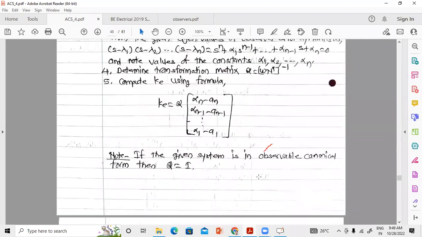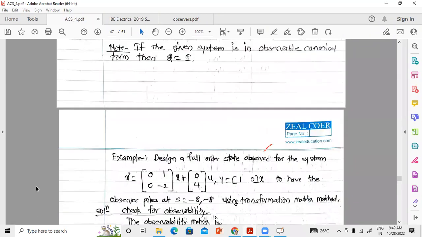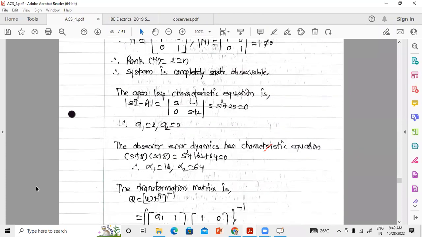After that, what do we have to do? Which steps do we follow? First one is check the observability. That is done. Write down the open loop characteristic equation. Then write down the closed loop characteristic equation. Determine W. And now look here.